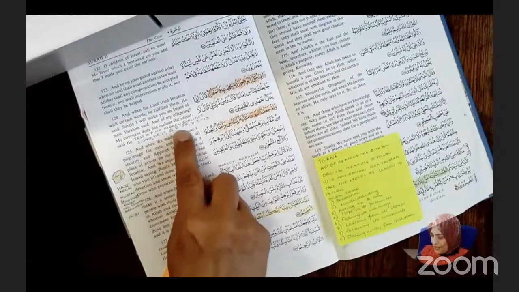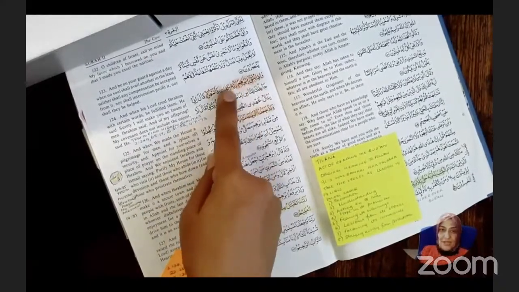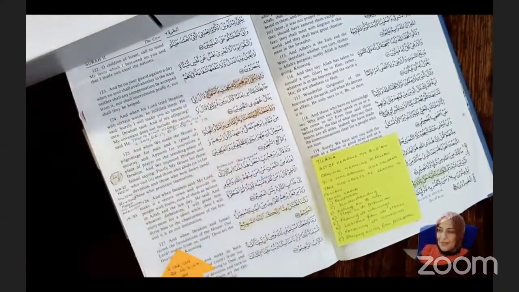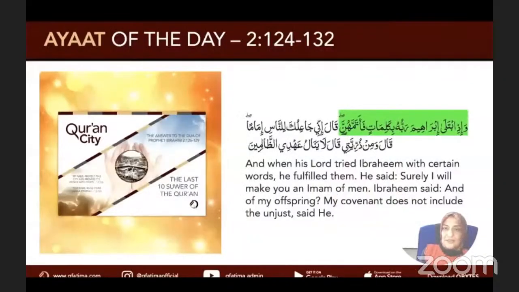And I've also put the ayat that are connected to it, and I've highlighted there. Qala, إِنِّي جَاعِلُكَ, and Allah tells him, لِلنَّاسِ إِمَامًا, we'll make you a leader of human beings. And He says, وَمِن ذُرِّيَّتِي, and Allah says, my covenant does not include the unjust. لَا يَنَالُ عَهْدِي الظَّالِمِينَ. Let me go back to that.